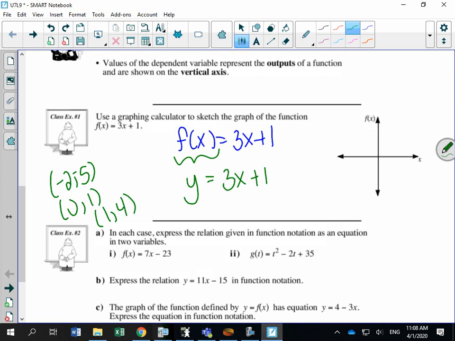So I'm going to plot those. So when x is -2, y is -5. And when x is 0, y is 1. And when x is 1, y is 4. Okay? So in order to get a nice graph, you need at least a few values.